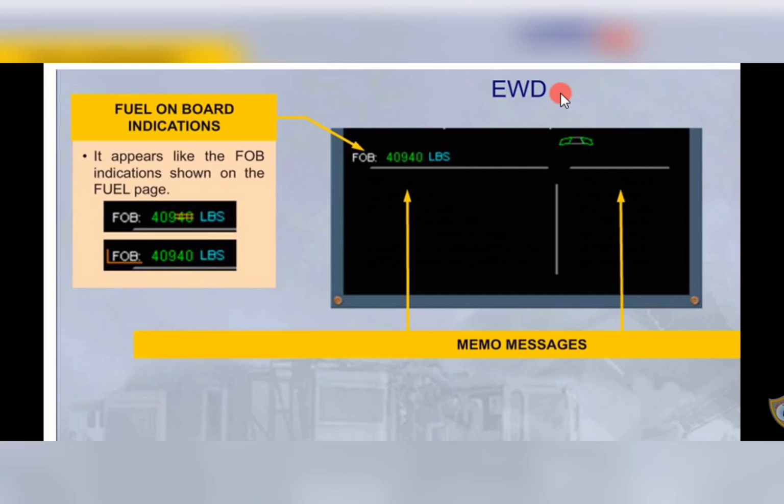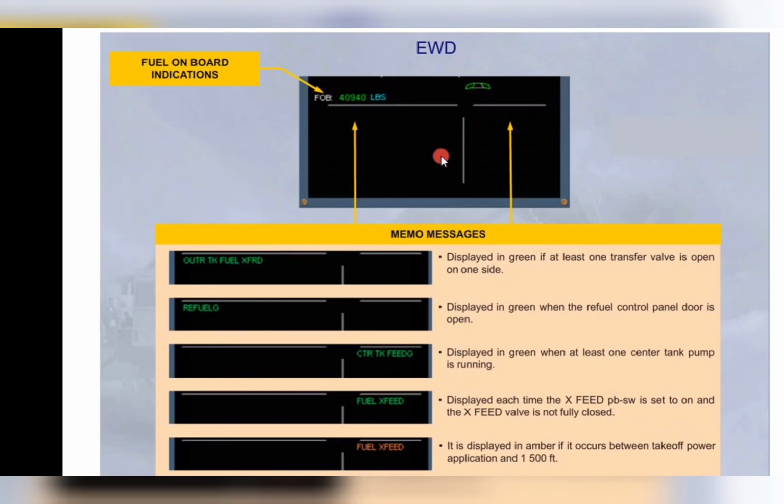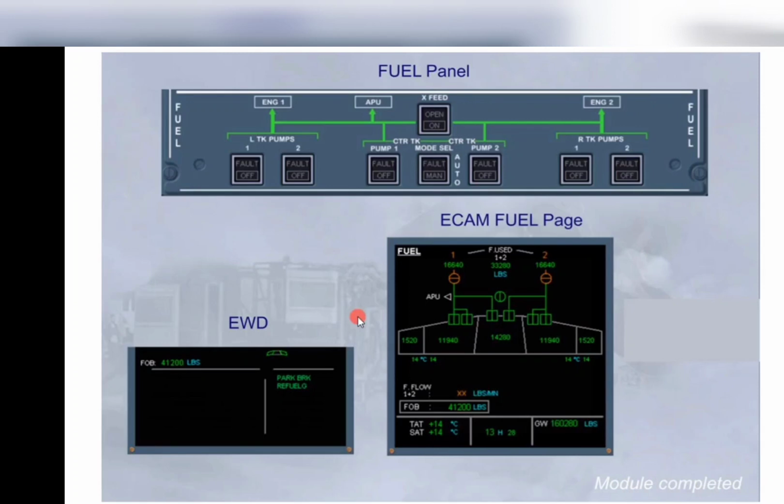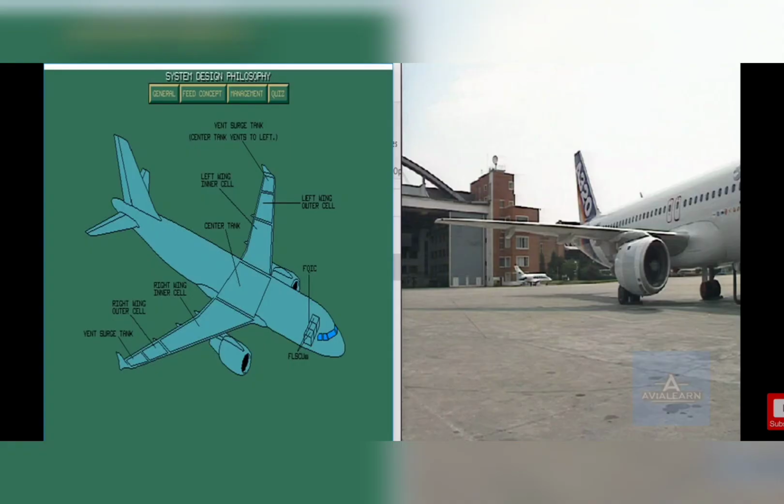Here we can see the fuel on board, shown as FOB. White means it's normal, and if it's in amber, that means there is a warning message on the engine warning display. Now it will show all greens when all the pumps are running, or the crossfeed push button is switched to on position, or the center tank is feeding, or refueling is open. In the fuel panel we can see the amber as well as the green color.